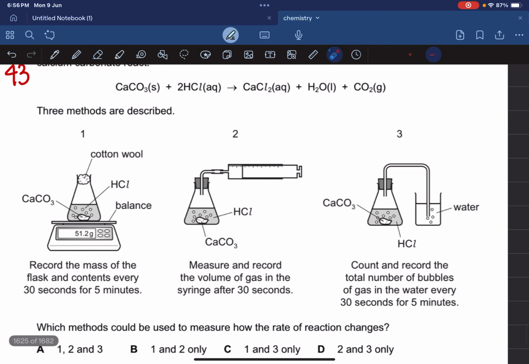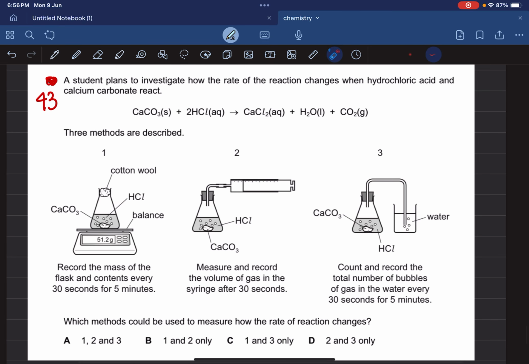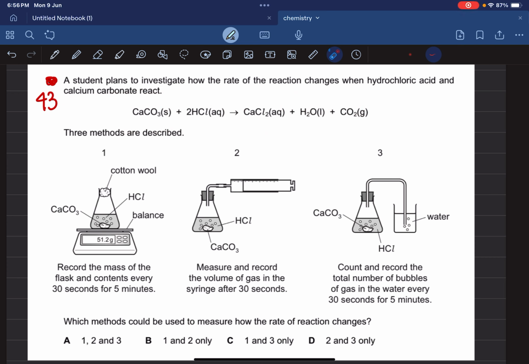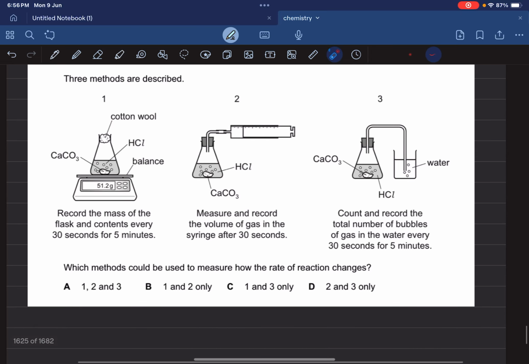Again, an interesting question we have. A student plans to investigate how the rate of the reaction changes when hydrochloric acid and calcium carbonate react. Calcium carbonate and hydrochloric acid form this. The rate of the reaction is being measured. 3 methods are described, 1, 2, and 3. Which methods can be used to measure how the rate of the reaction changes?